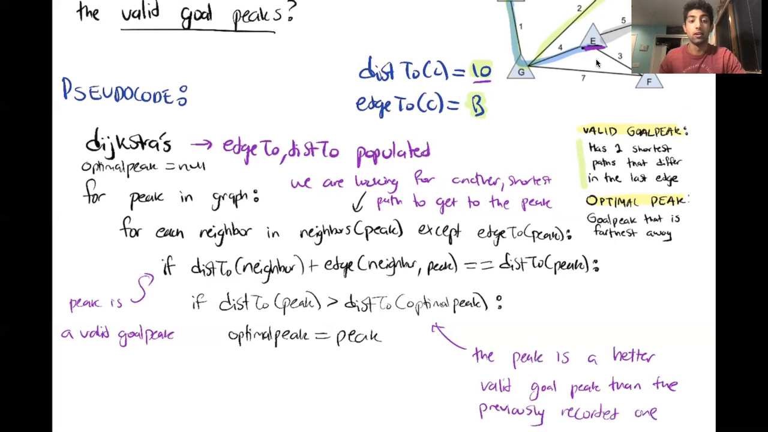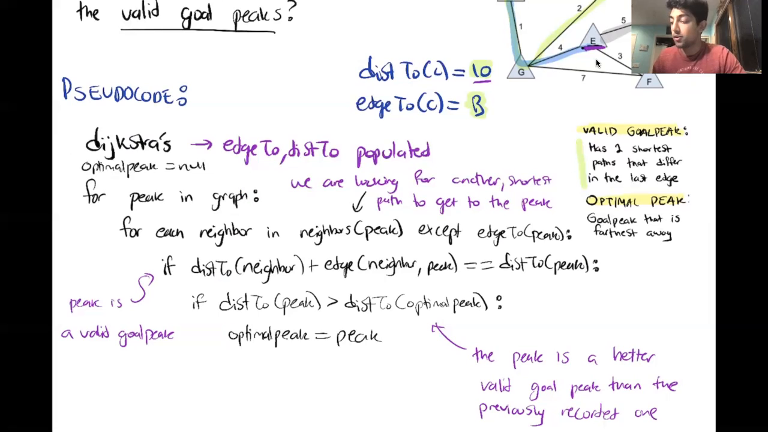Okay, so just a quick recap of what we've done so far, and this is actually the solution, so just a quick recap of the solution, is that we're first going to run Dijkstra's, and we're going to use the information from Dijkstra's, specifically the distance to and edge to help us solve the problem. Now what we're going to do is iterate through each peak in the graph, and we're going to ask ourselves, is this peak a valid goal peak? For a peak to be a valid goal peak, there must be two shortest paths that get to it that differ in the last edge, okay?